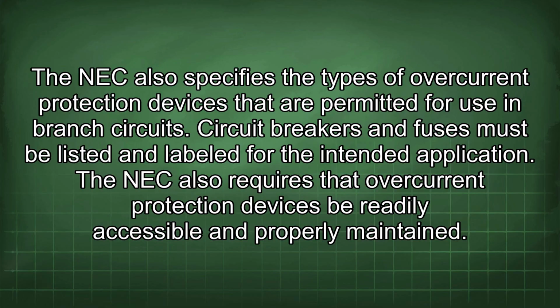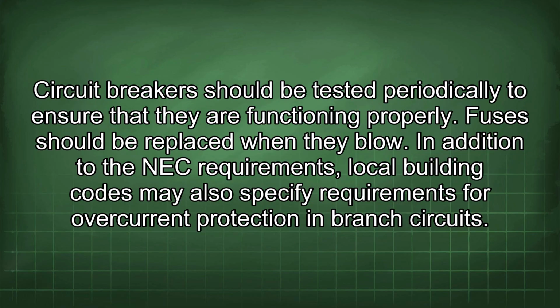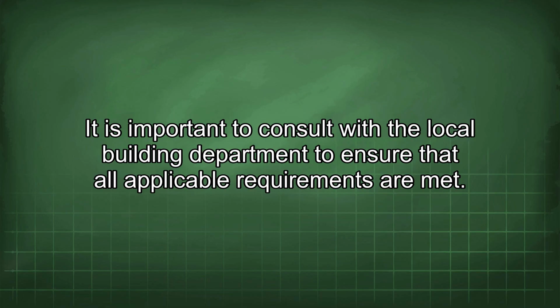The NEC also requires that overcurrent protection devices be readily accessible and properly maintained. Circuit breakers should be tested periodically to ensure that they are functioning properly. Fuses should be replaced when they blow. In addition to the NEC requirements, local building codes may also specify requirements for overcurrent protection in branch circuits. It is important to consult with the local building department to ensure that all applicable requirements are met.